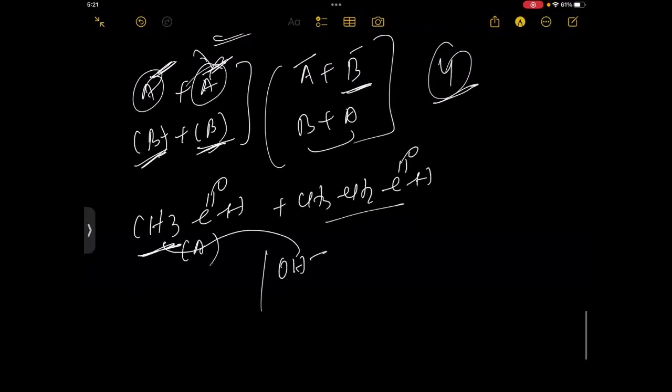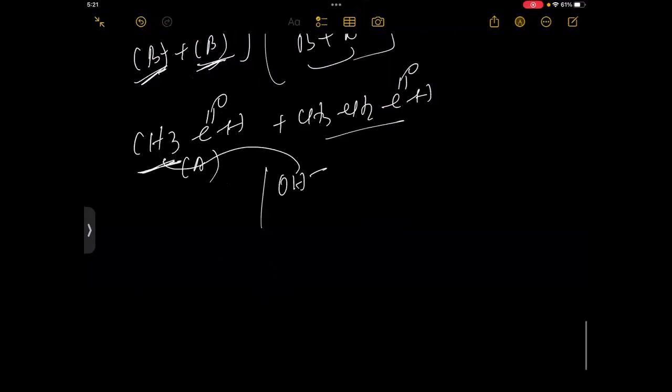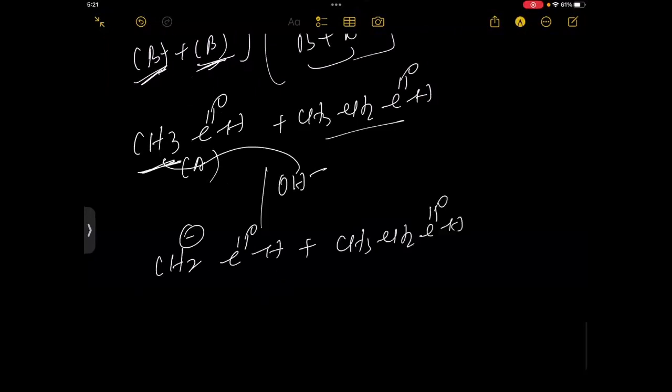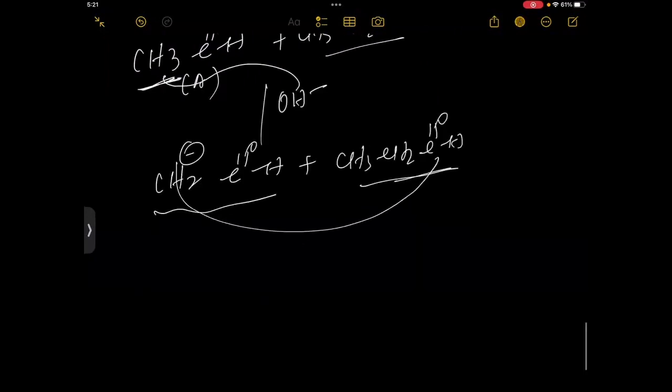So what happens? That will generate CH2 negative C double bond OH, and your second compound CH3 CH2 C double bond OH will act as an electrophile. So it will attack here on the propanal. And what is going to happen? CH3 CH2 C O negative H and CH2 C double bond OH, and here is the water you have taken.